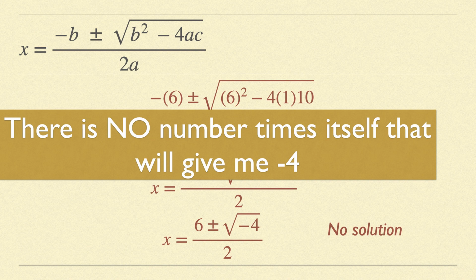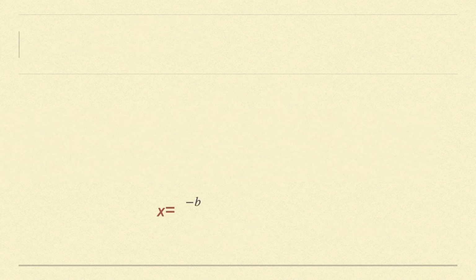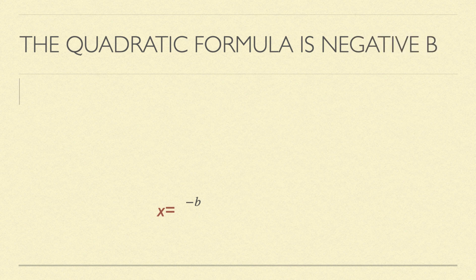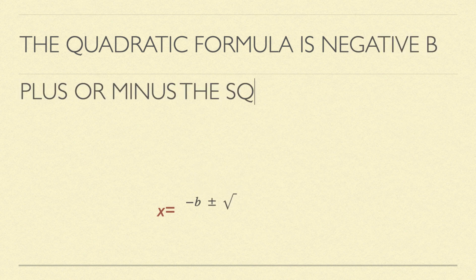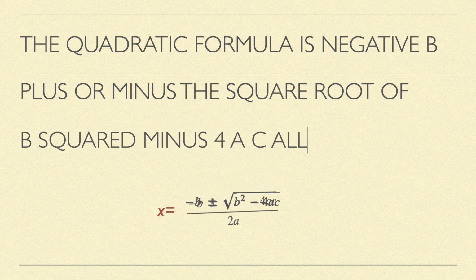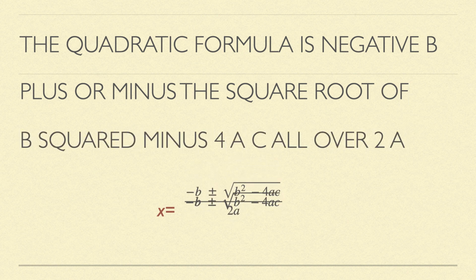All right, here we go again. The quadratic formula is negative b plus or minus the square root of b squared minus 4ac all over 2a.